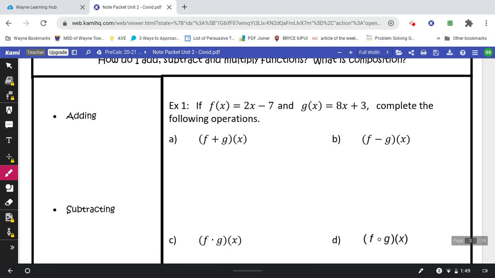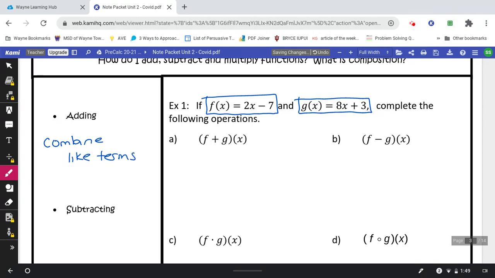They're going to give you two equations for this one. Here's your f of x and your g of x. And the f of x and the g of x is pretty much just naming those equations, those expressions. So if we are going to add, we just need to combine like terms. This f plus g of x is the same as writing f of x plus g of x. You might see that.